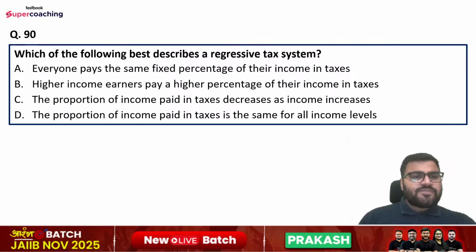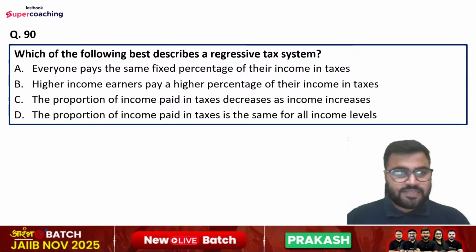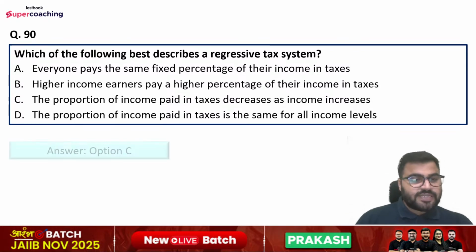Question number 90, which of the following best describes a regressive taxation system? Everyone pays the same fixed percentage of their income in taxes. Higher income earners pay a higher percentage of their income in taxes. The proportion of income paid in taxes decreases as income increases. Or the proportion of income paid in taxes is the same for all income levels. Right answer is option number C.